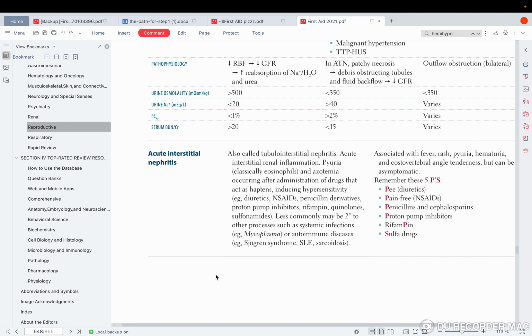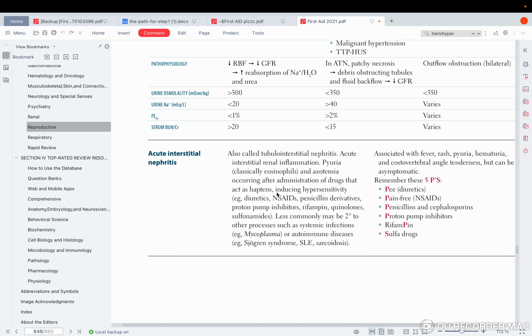Yeah, so that's an important pathology to know because it's widespread. It's all over the place. Pyuria, especially eosinophils, and azotemia that occurs after administration of drugs that act as a hapten. Well, haptens are basically substances that normally are not antigens. They are not acting as antigens, okay? But if you give them the correct type of carrier protein, they will start acting as an antigen.